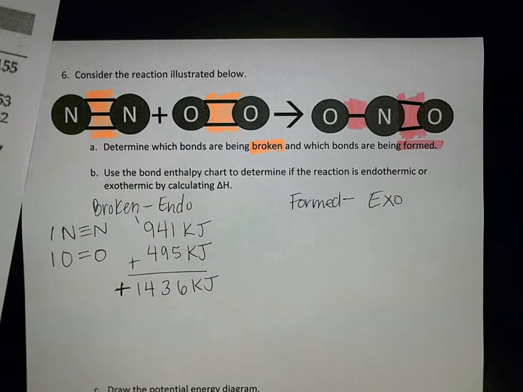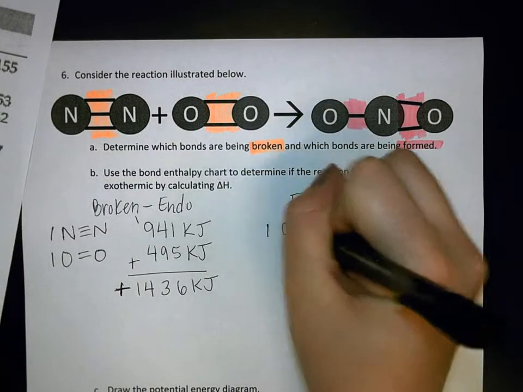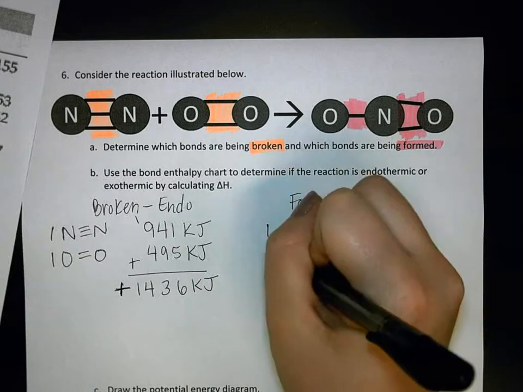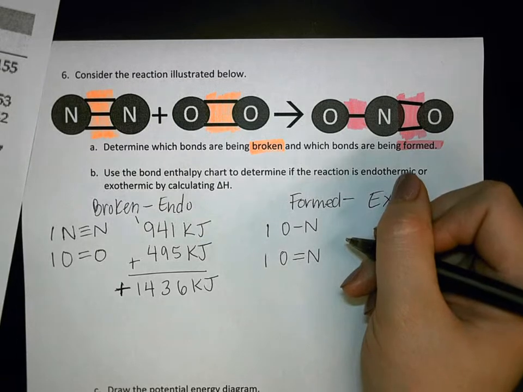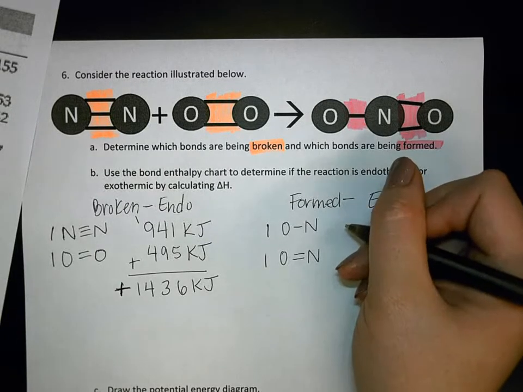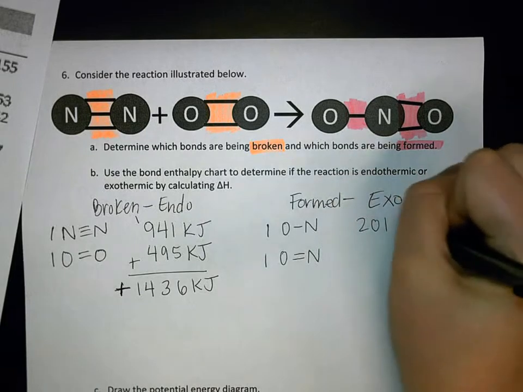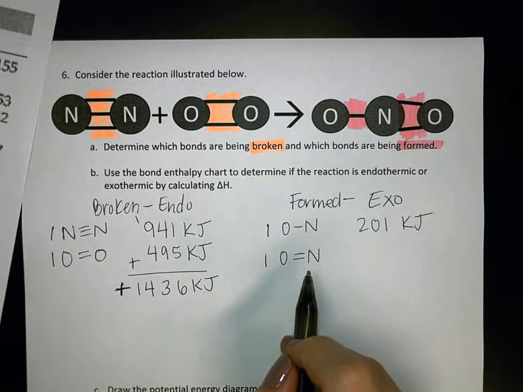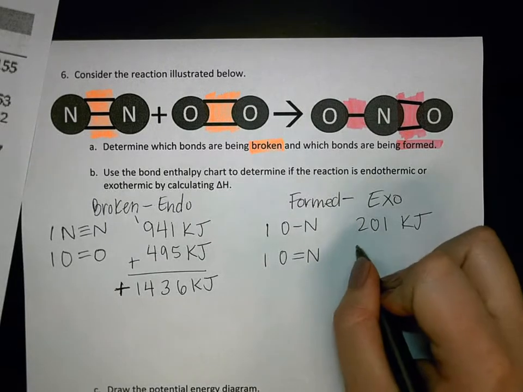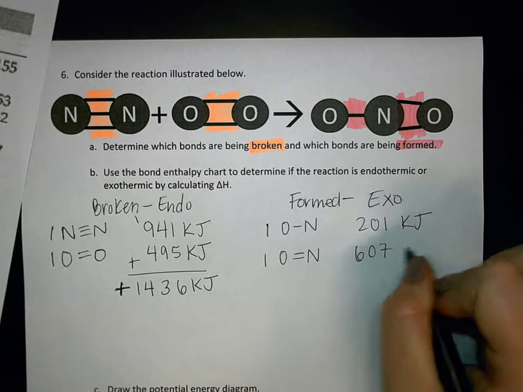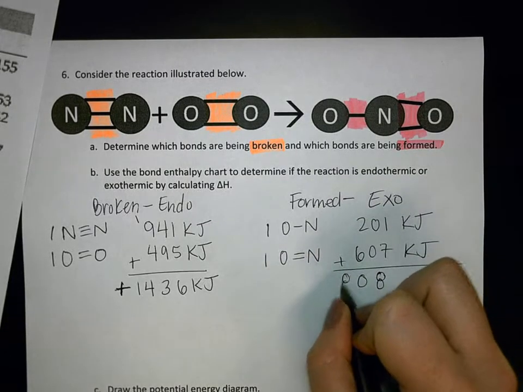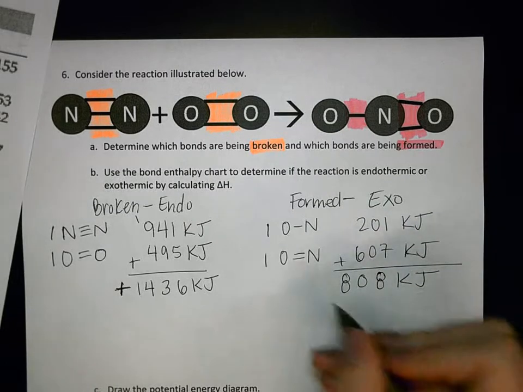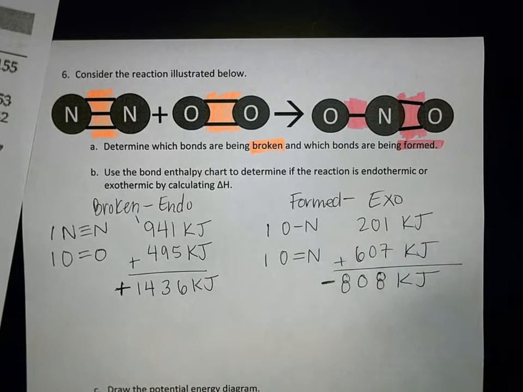Now I'm going to do the same procedure. This time I'm going to look at the bonds that are being formed. So I'm going to form one oxygen to nitrogen single bond and one oxygen to nitrogen double bond. So my oxygen to nitrogen single bond, in order to form that bond, I have to absorb 201 kilojoules. And to form a nitrogen to oxygen double bond, I need to release 607 kilojoules. So once again, I'm going to add these up, and I get 808 kilojoules. This is exothermic, so this number is negative.